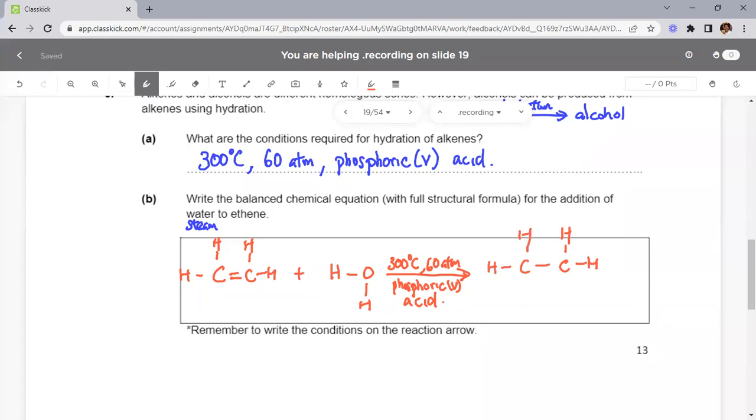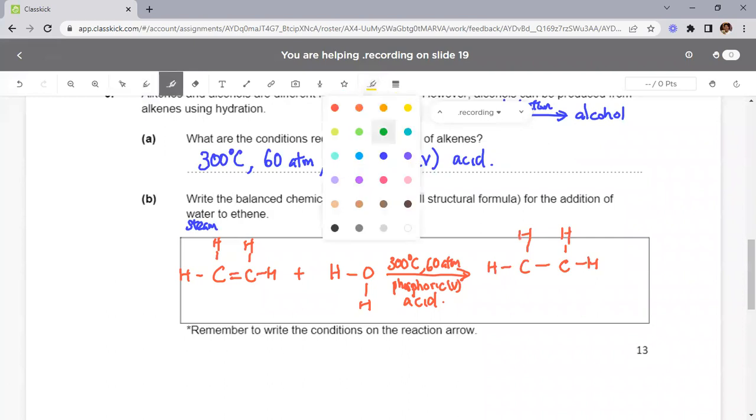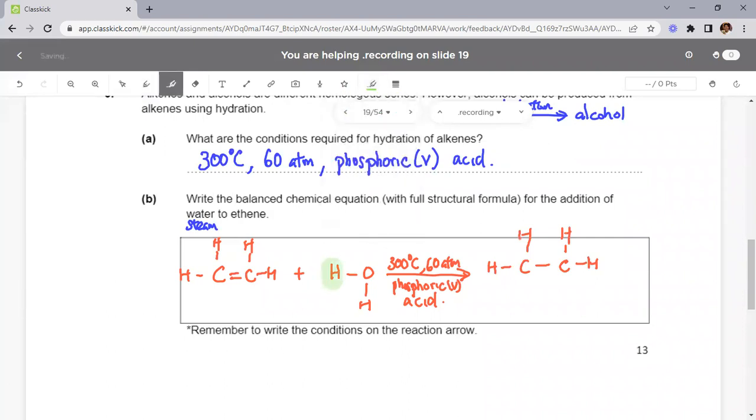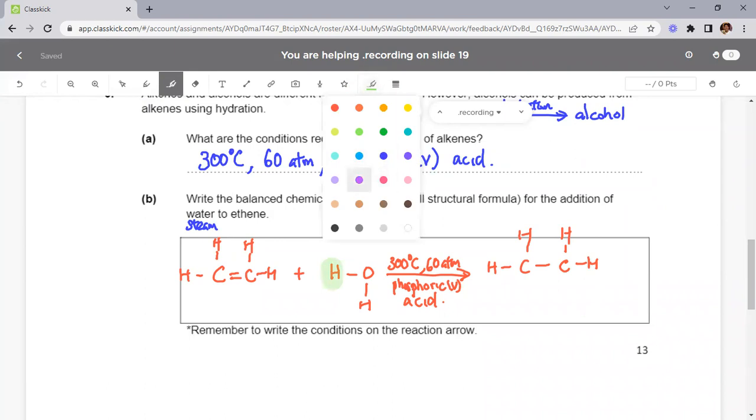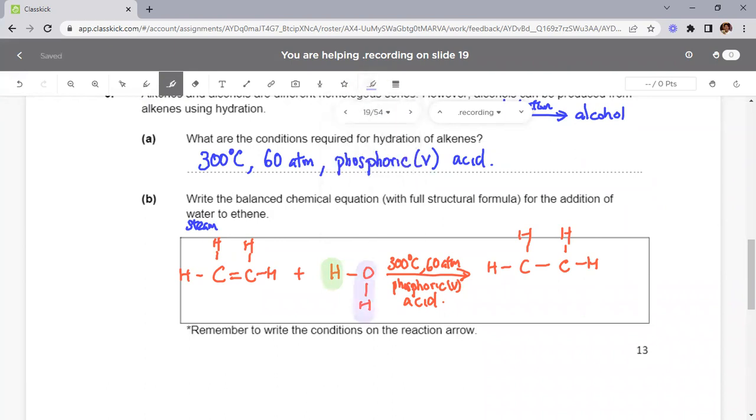Now, for the water, what's exactly going to happen? Okay, I'm going to highlight two parts here. One part in light green. One part I'm going to highlight in purple. Okay, I want you to see green as one group, purple as another group.